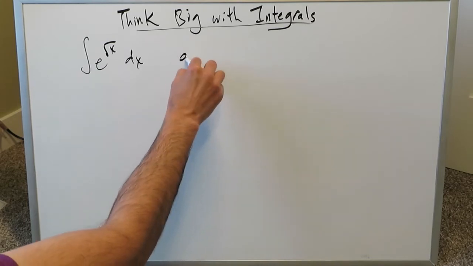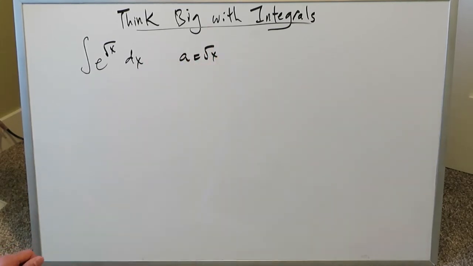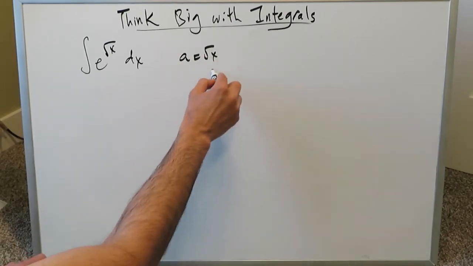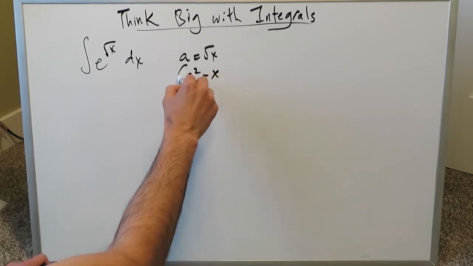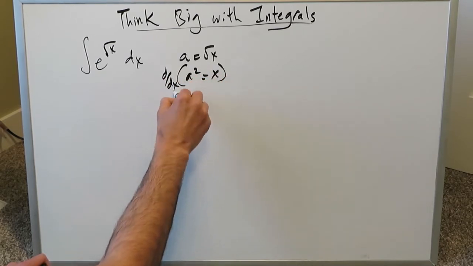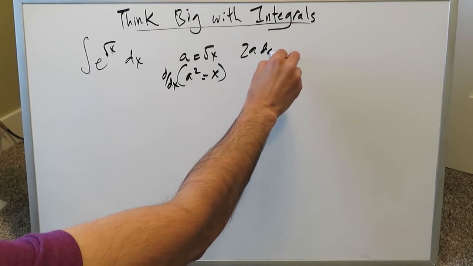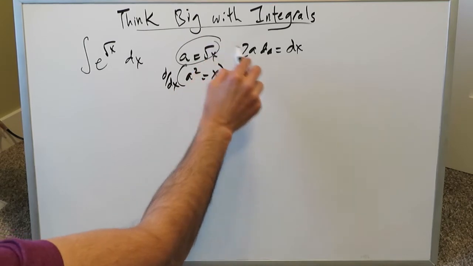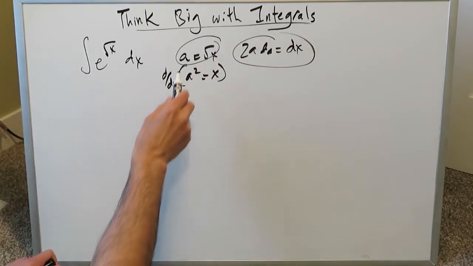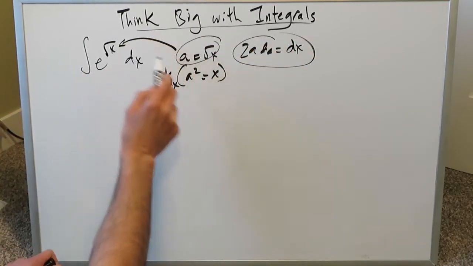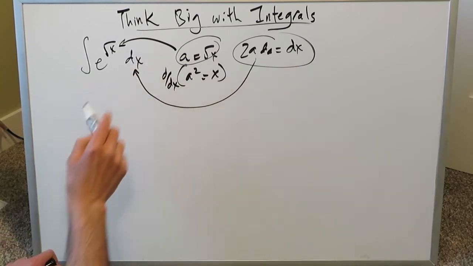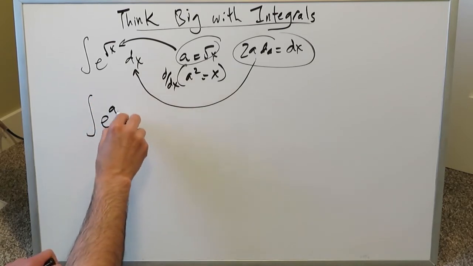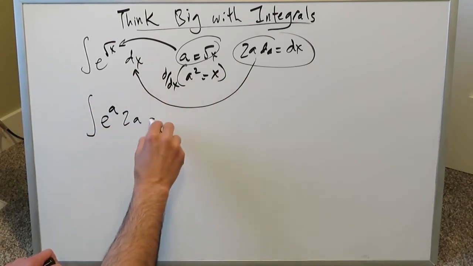You will have let a equals root x. I'm just using this letter a. It doesn't matter. You could use any letter. If a is equal to root x, solve for x and take the root on the other side. x is equal to a squared. Now you take the derivative of this. You will have 2a da is equal to dx. This set of substitutions allows us to reword this. This will play right in here, and dx will come right in here. So suddenly your entire integrand becomes e to the a, and you have 2a da.